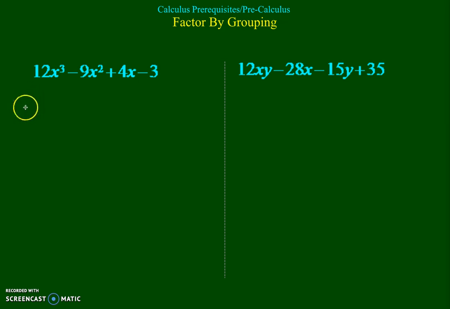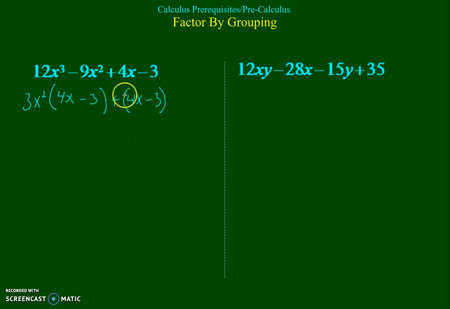So we pull out a 3x squared, and if we take this term and divide it by 3x squared, we have 4x. And if we divide this thing by 3x squared, we have minus 3. And then we want to go ahead and rewrite everything else here. So that's plus 4x minus 3.